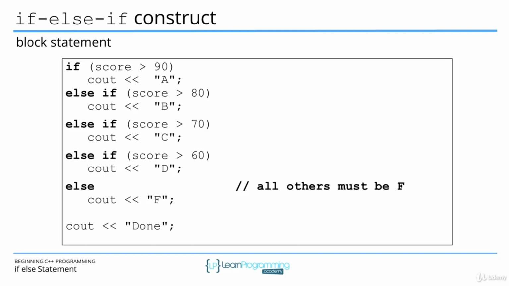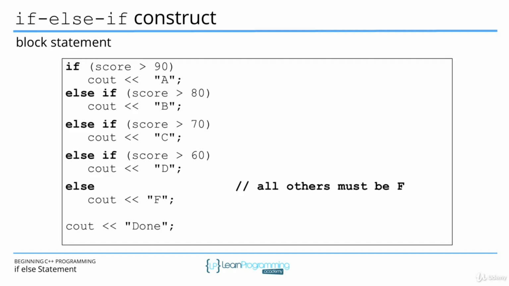It isn't, so we go to the next else if, score greater than 80. Again, it's not true. Then we check score greater than 70. Now it's true, so we display a C and we're done. No other conditions will be checked, so we continue to the last output statement and display done.